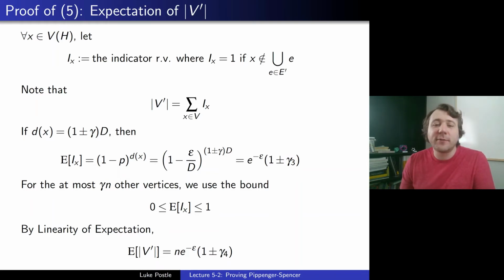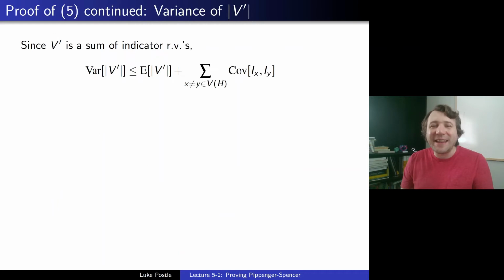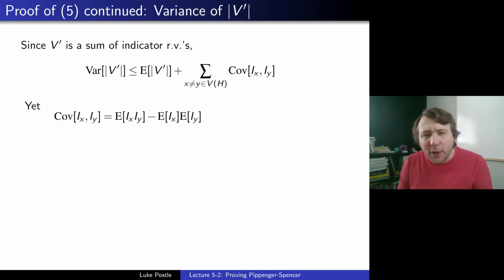All right, so we know what the expectation is, and it's close to what we want with some extra factor here with this gamma 4, but now we need to show with high probability it's actually somewhat close to that, maybe some additional factors of gamma. So we again turn to the variance, as we did previously for proving 4. Since V prime is a sum of indicator random variables, we know that the variance of V prime is at most the expectation of V prime plus the sum of the covariances of these Ix, Iy for x not equal to y. So here we're no longer the sum of independent variables, but we have some covariances, so we have to work with those. What is the covariance?